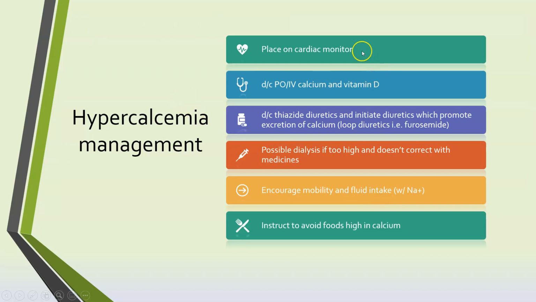Management: put the person on a cardiac monitor. Discontinue any oral or IV calcium and vitamin D. Discontinue thiazide diuretics. Initiate diuretics which promote excretion of calcium, like a loop diuretic, which would be furosemide. Possible dialysis if the levels are too high and it's not corrected through medicine. Encourage mobility and fluid intake with sodium, and instruct to avoid foods high in calcium.